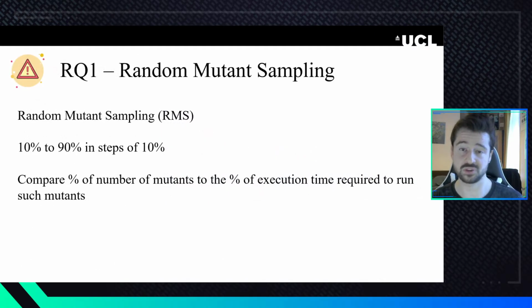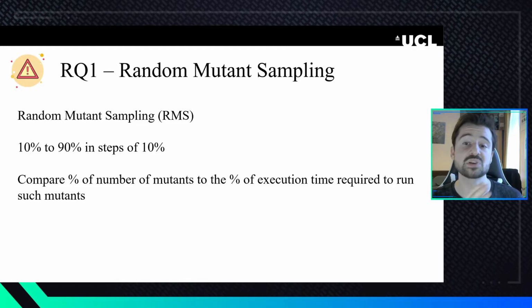Research question number 1 first, then: we compare the errors between number of mutants and execution time of random mutant sampling selection strategies. Random mutant sampling is arguably the most naive type of mutant reduction because it's unbiased. It doesn't select mutants based on their types. It's done uniformly at random. So it makes sense to use this type of strategy to measure the raw error between those metrics. To do so, we used RMS from percentages from 10% to 90% in steps of 10%. So we have 9 RMS strategies.